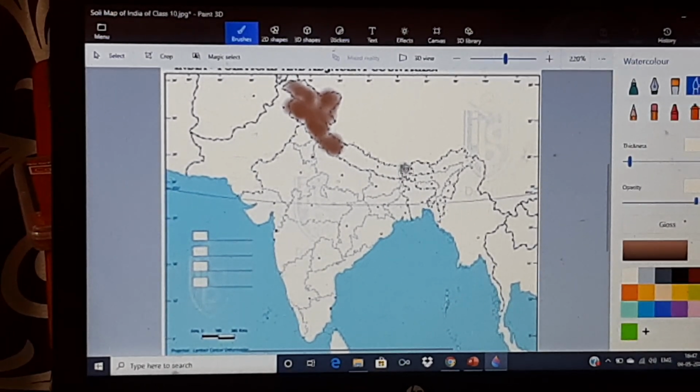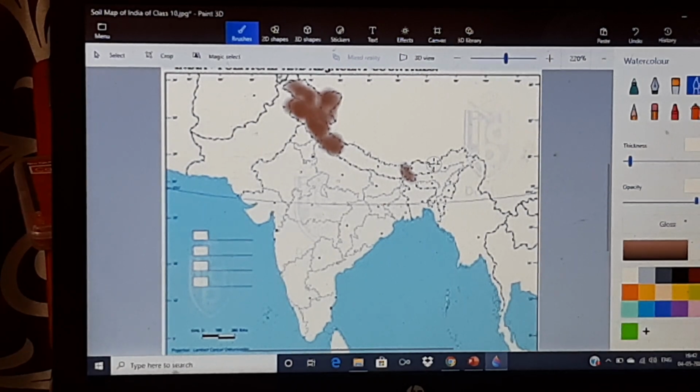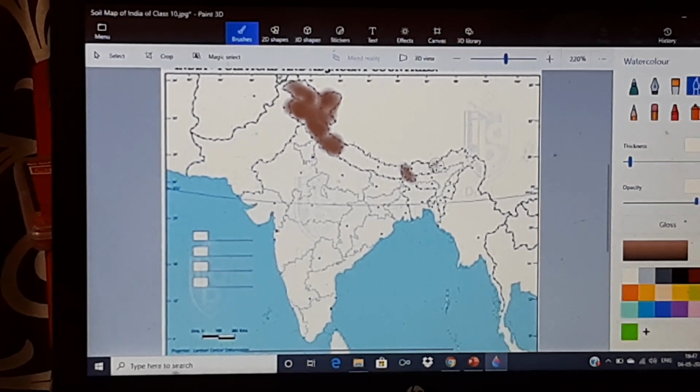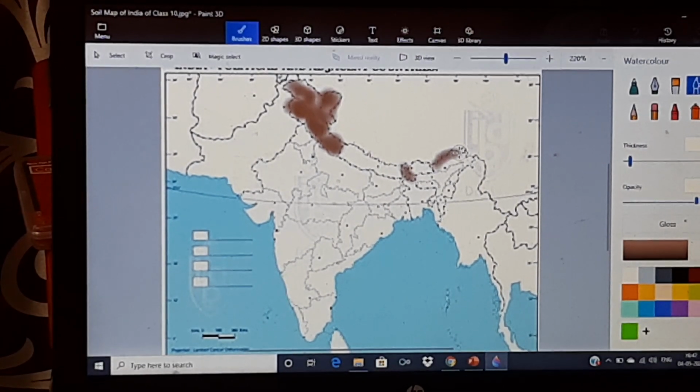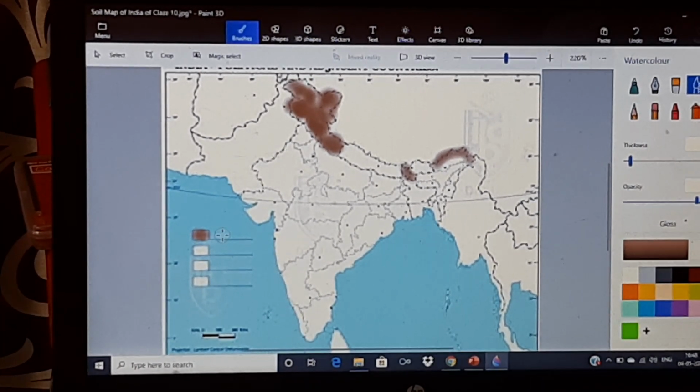Sikkim, northern part of West Bengal. Now just adjacent to that we are having Bhutan. I'm going to leave out Bhutan. And then the northern fringes of Arunachal Pradesh. I'm using the word northern fringes of Arunachal Pradesh, not entire Arunachal Pradesh. Here comes the mountain soil, and in that same order we'll just color the index, and here you will write the name of the soil, that is mountain soil.